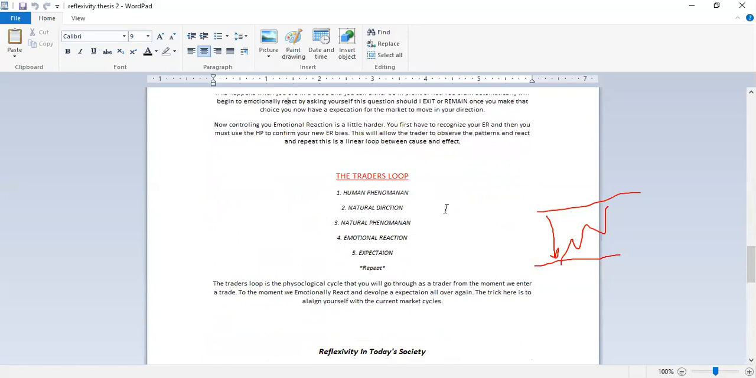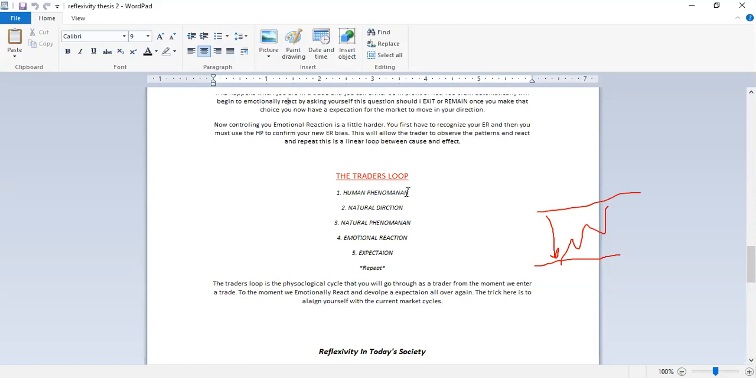The next step is the natural direction. The market does what it wants, basically does that pullback before it continues in its natural direction. The third one is the natural phenomenon. Now it's going to be obvious if you were right or wrong, because you're either going to be in profit or not in profit. The moment that you realize you're in profit or not in profit, you're going to emotionally react by telling yourself, should I exit or remain?